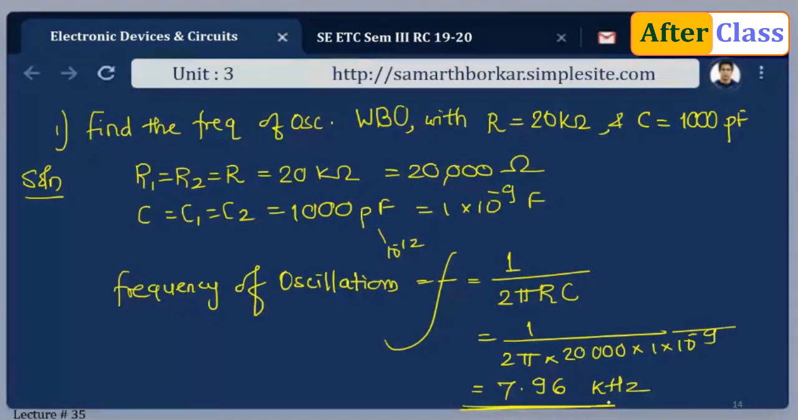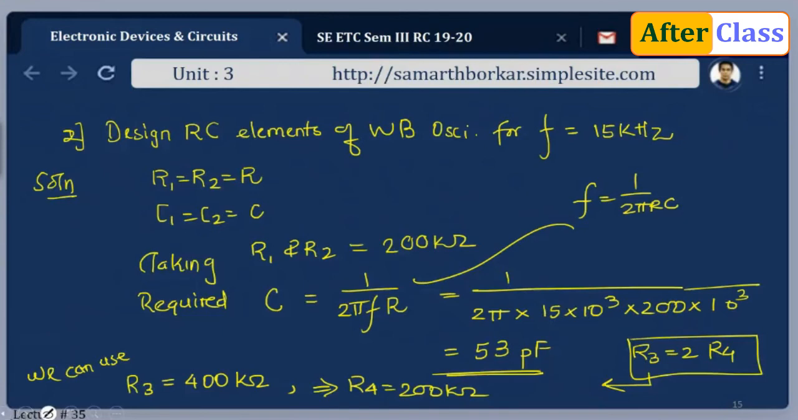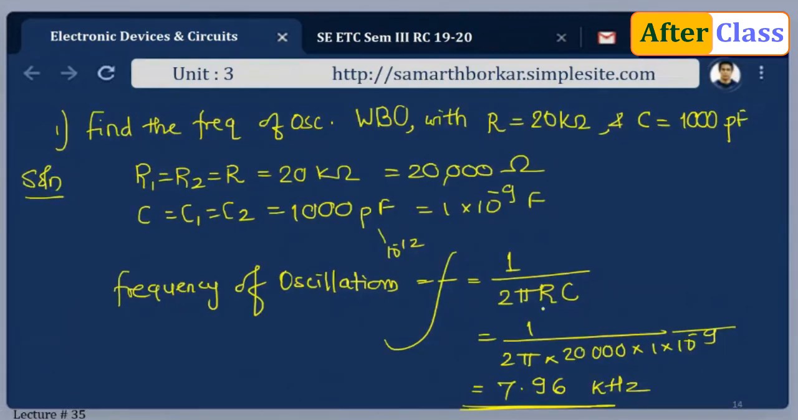This completes the Wien bridge oscillator. I hope you people have understood. In the next class, I'll take one small example of how we can vary the capacitance. For both the cases, example 1 and example 2, we have taken a constant frequency: 15 kilohertz in the first one, and in the second one 7.96 kilohertz. What if I want to vary the frequency from 8 kilohertz to say 12 kilohertz?